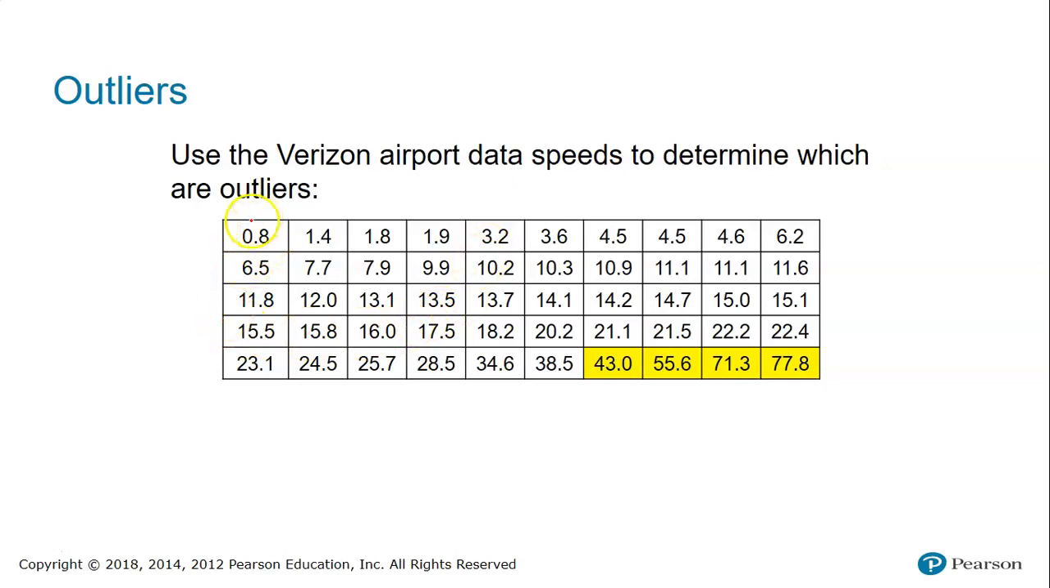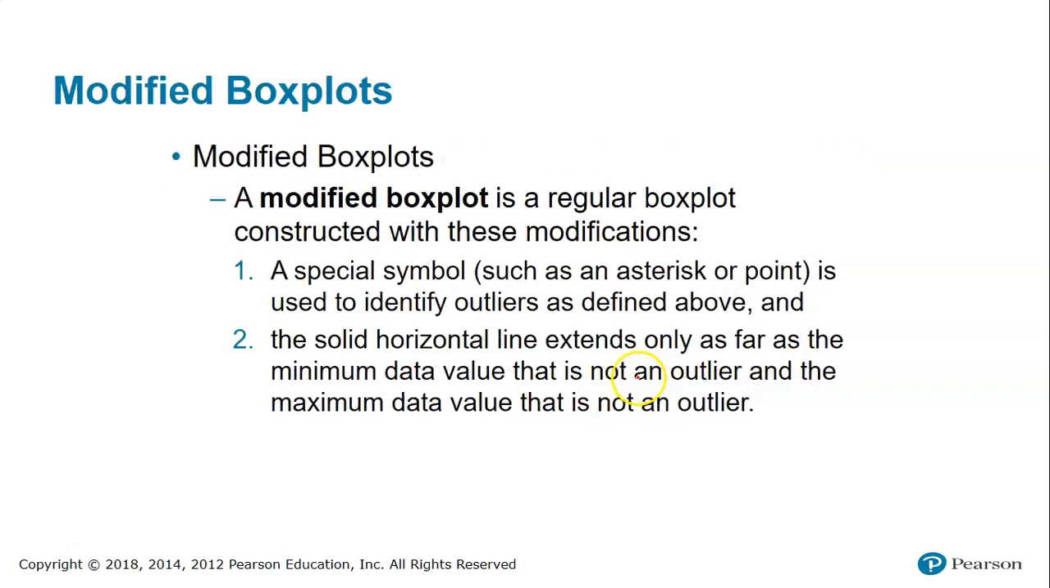So when we look at this, 0.8 is our smallest value, so we don't have any outliers on the lower side, but we had calculated that to be 41.9. So we have four values that are larger than 41.9. So all four of these would be considered outliers based on the formula for calculating an outlier. So when we go to construct a modified box plot, basically we're going to put some kind of asterisk to identify where those outliers are.